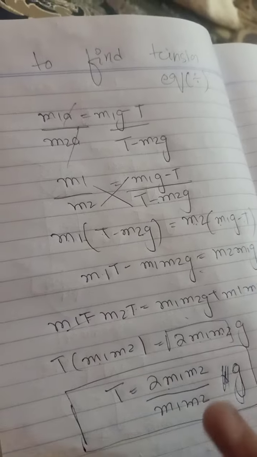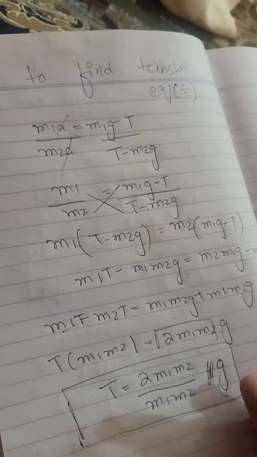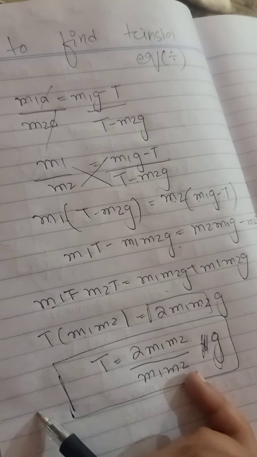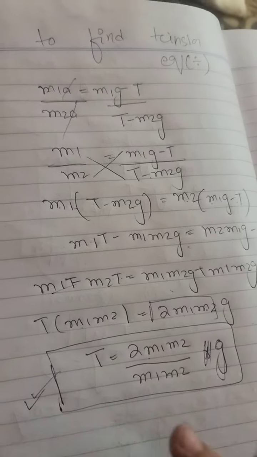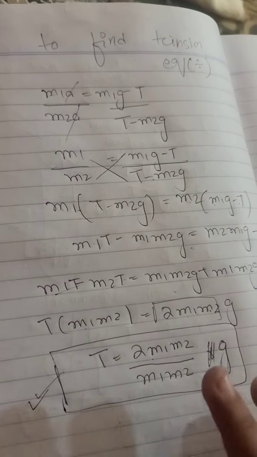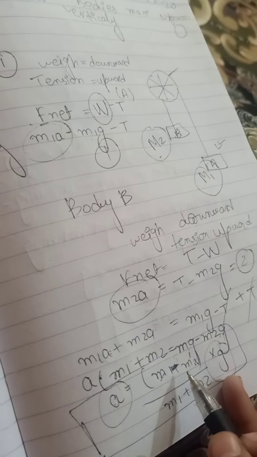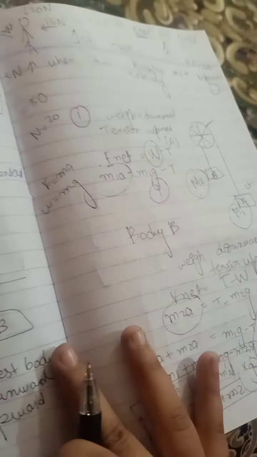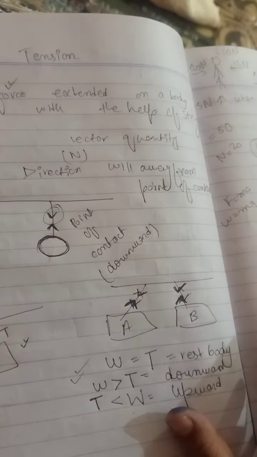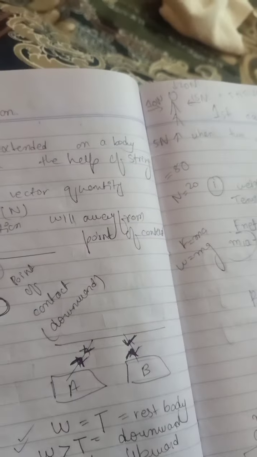This is the equation to find the tension, and for the acceleration we have the equation that was a is equal to m1 minus m2 upon m1 plus m2 multiplied by g. So that was all about the tension, and we are done today. We are done with the first case. In the second video we'll be talking about the second case.